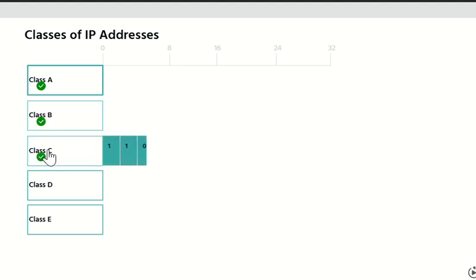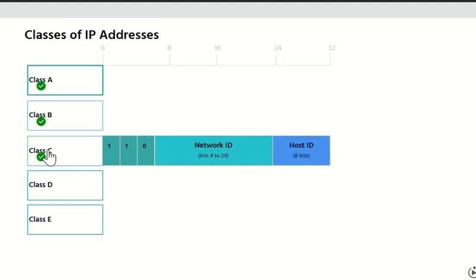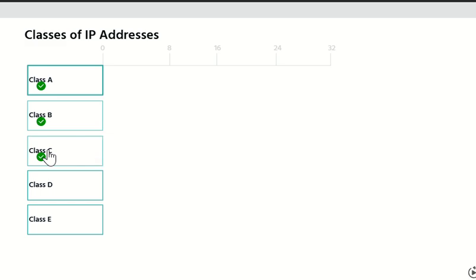Class C is most suitable for smaller network sizes and large networks with few hosts per subnet. Class C's range, 192.0.0.0 to 223.255.255.255. The first bits are always 1, 1, and 0. An example, 200.125.75.45. Select the next option.